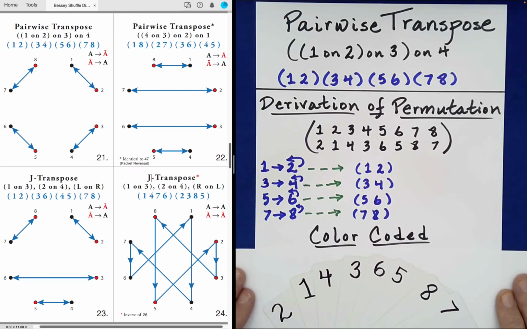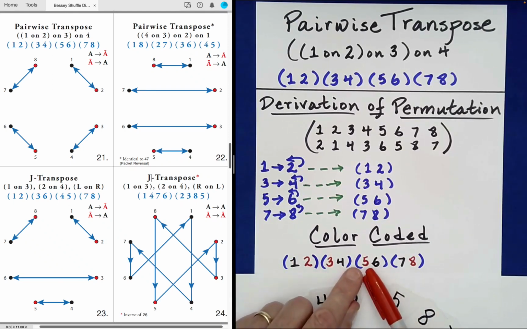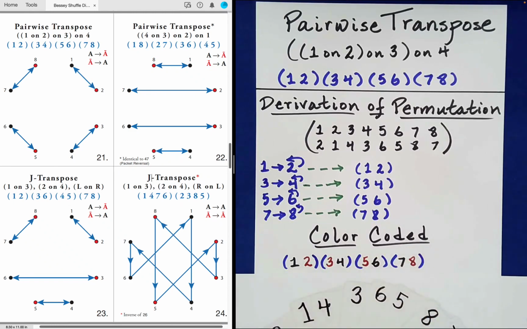Color-coded, the cycle notation for our permutation is as follows. Remember, positions 1, 4, 6, 7 are color-coded black, and positions 2, 3, 5, 8 are color-coded red. So we see that black 1 goes to red 2, which wraps around to black 1. Red 3 goes to black 4, which gets sent back to red 3. Red 5 goes to black 6, which goes back to red 5. Black 7 goes to red 8, which gets sent back to black 7.